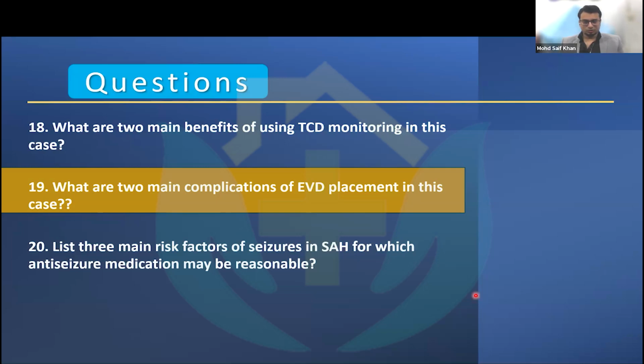What are the main complications of EVD placement? So you said infections can occur, bleeding, catheter malposition is one of the complications, and also drain failure.